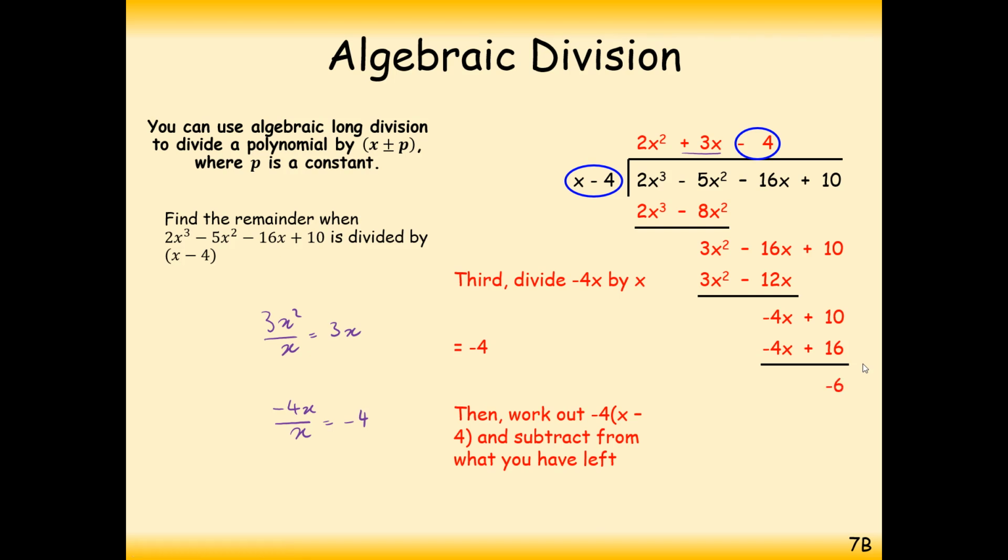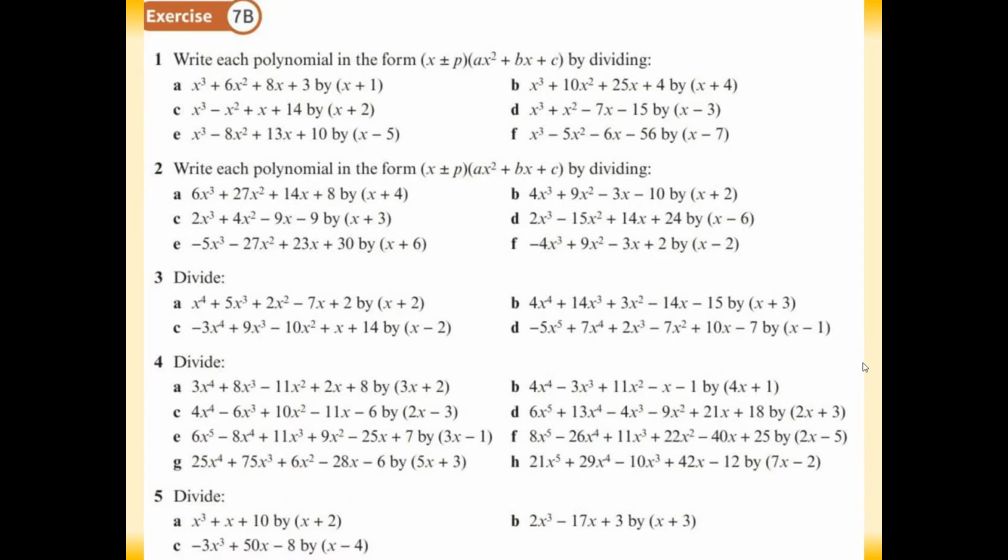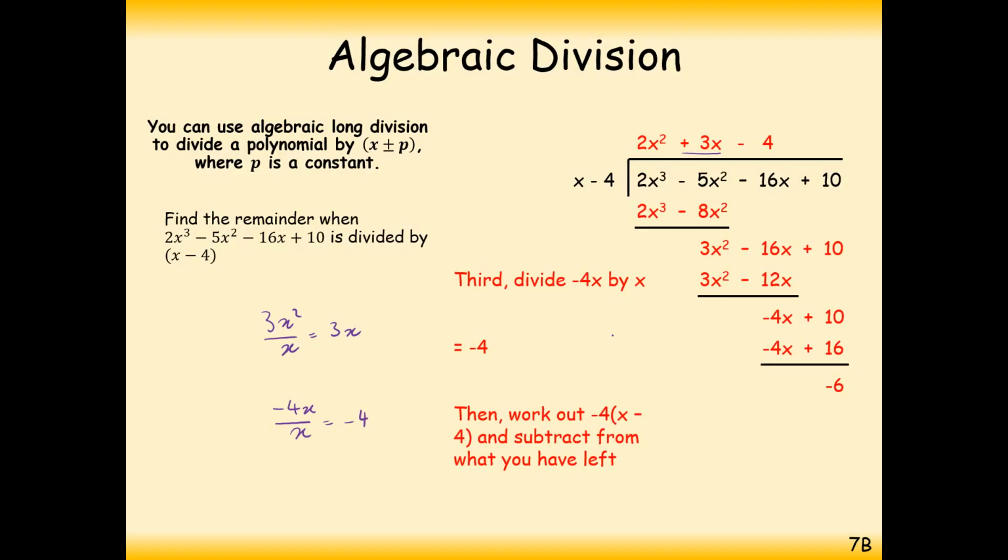Alright, so what do we do? How do we write the answer? You could write the answer as such. You could say 2x cubed minus 5x squared minus 16x plus 10 is equal to x minus 4 multiplied by 2x squared, it's not going to fit there very well, that's why I'm writing it on the side, plus 3x minus 4, and then you write minus 6 over what you divide by.